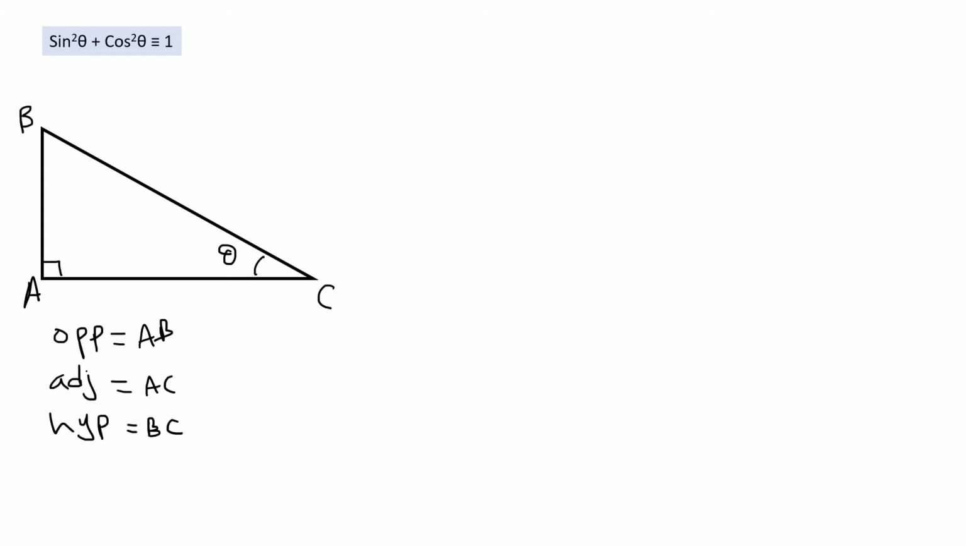In order to prove this second identity, one of the important trigonometric identities, I'm going to use Pythagoras theorem. So what does Pythagoras theorem say? Square of hypotenuse, BC squared, equals the sum of the squares of the other two sides. So AB squared plus AC squared equals BC squared. What am I going to do? I'm going to divide both sides by BC square.